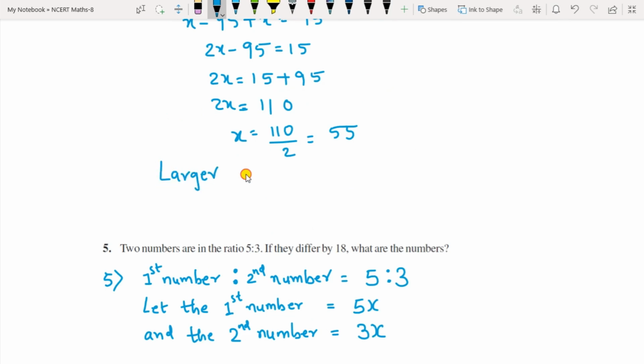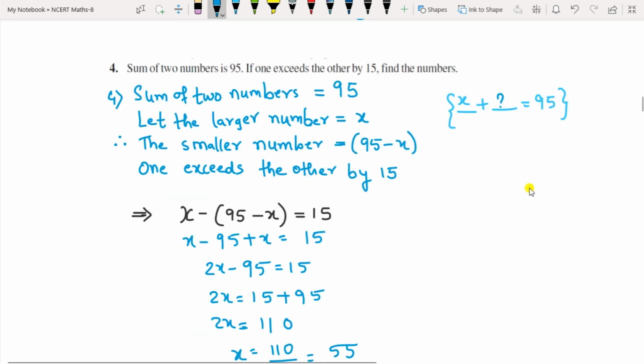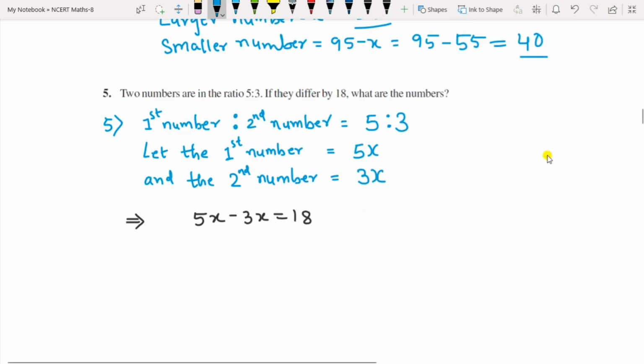Larger number x equal to 55. Therefore smaller number equal to 95 minus x, that gives 95 minus 55 equal to 40. That is the answer. So 55 and 40 are the two numbers that total up to 95.